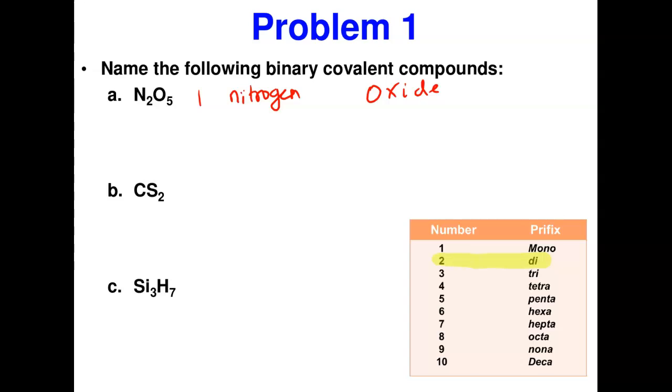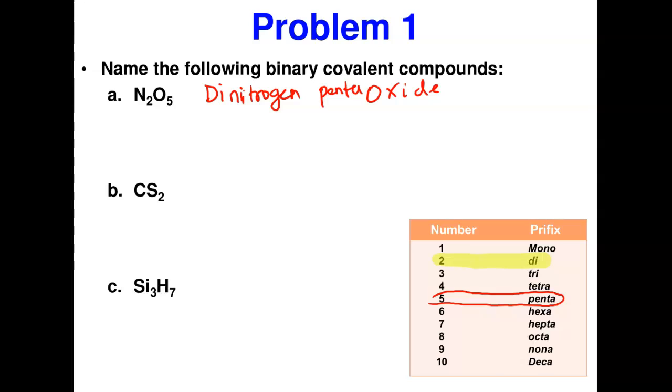So this is my nitrogen again. Remember, what I have here is di, 2 nitrogen. So I'm going to put di-nitrogen. Now it means I have 2 nitrogen. How many oxygen do I have here? 5. I look where is 5. Penta. So I'm going to put it here. You give a space. You now say pentaoxide. So the name of this compound is dinitrogen pentaoxide.